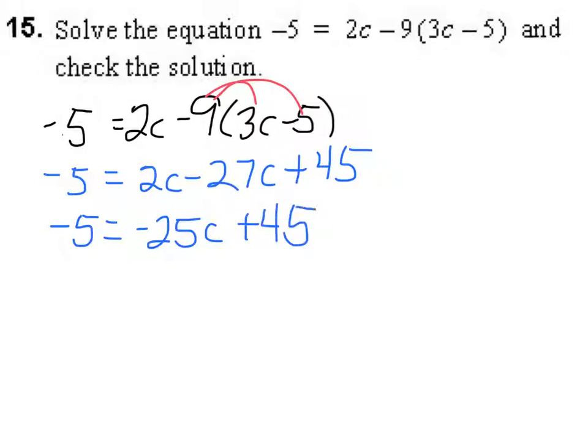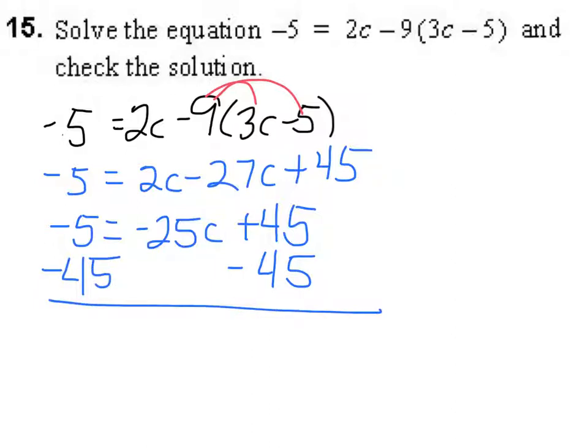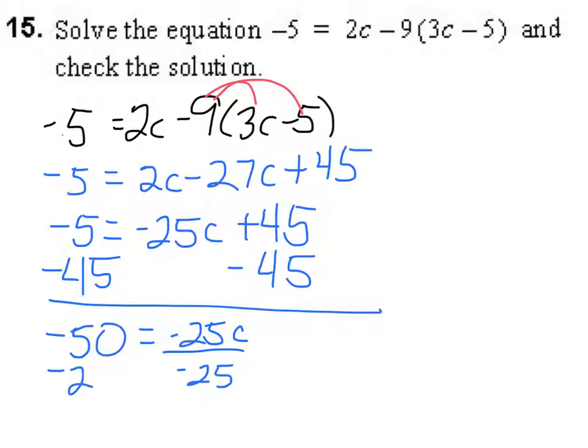And then to undo plus 45, I'm going to subtract 45 from both sides of the equation. So negative 5 minus 45 is negative 50. All that's left is negative 25 times c. So I'm going to divide both sides by negative 25. And I get c equals 2.